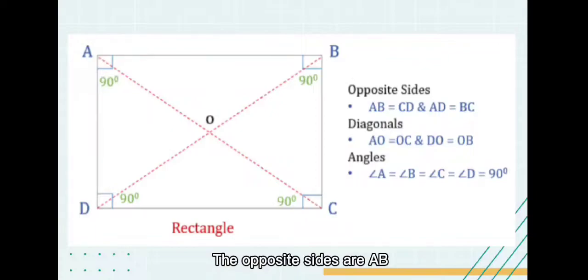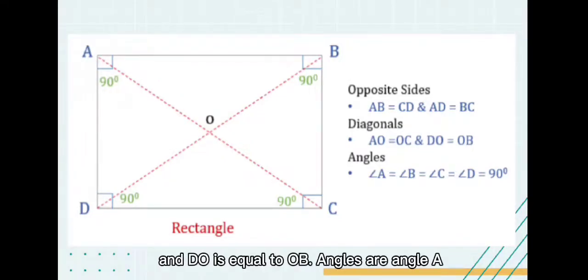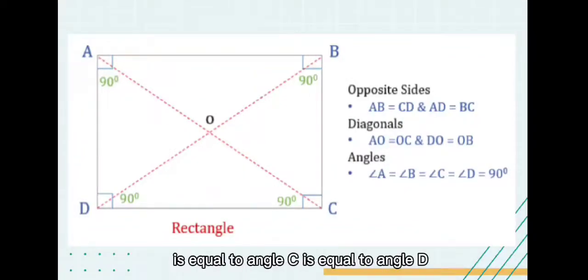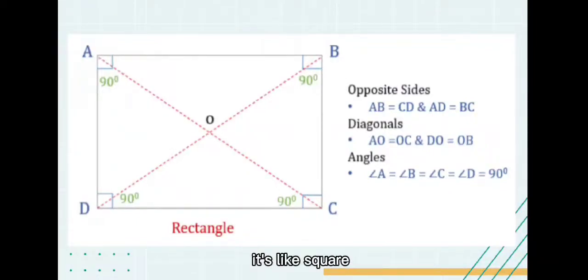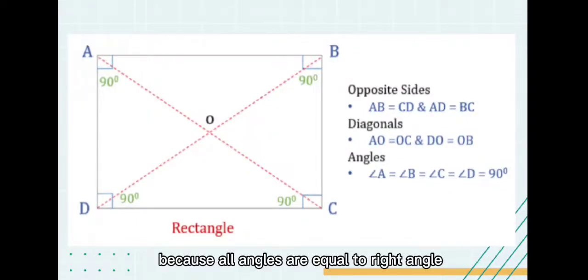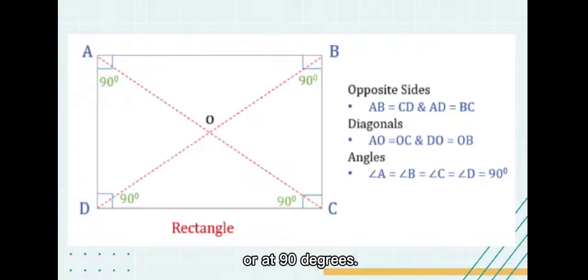The opposite sides are AB, or side AB is equal to side CD because they are opposite. Side AD, this one, is opposite to side BC, meaning they have the same length. The diagonals AO is equal to OC and DO is equal to OB. Angle A is equal to angle B is equal to angle C is equal to angle D. It's like a square because all angles are right angles or 90 degrees.